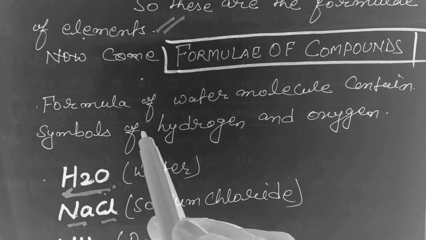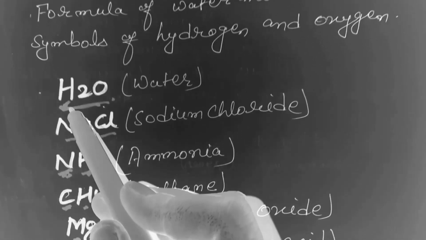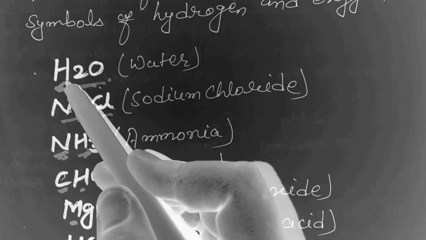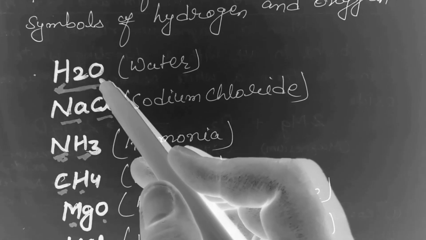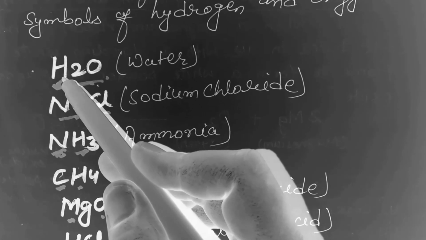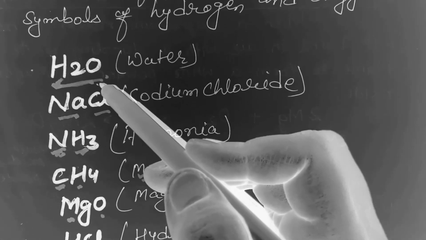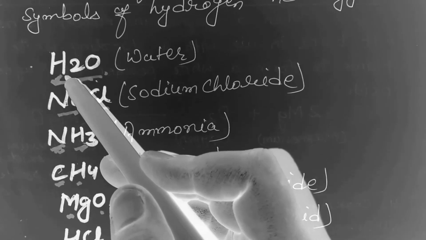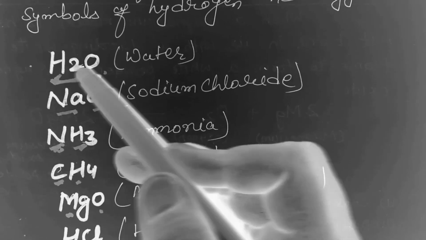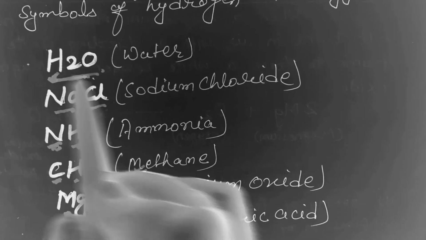First, we are going to write the molecule of water. See here, in the case of water, two atoms of hydrogen and one atom of oxygen. As we know earlier also, hydrogen bonds with oxygen to form a water molecule. So formation of a water molecule requires two atoms of hydrogen and one atom of oxygen. It forms a water molecule, that is one molecule of water.